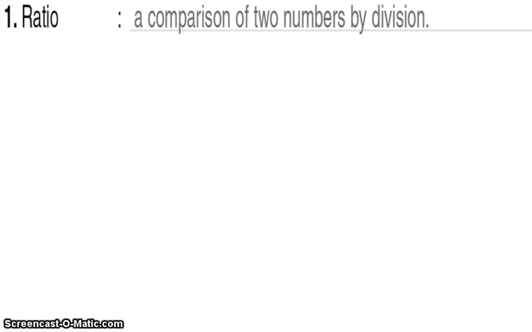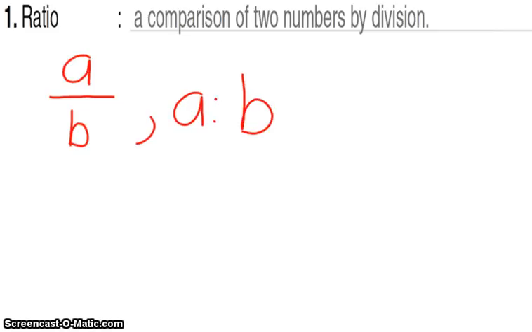Now, we can write a ratio in a couple different ways. We could have it as a comparison of two numbers by division, the good old, let's use variables a and b here. We can have a over b. That is what we'll see most throughout this section. You'll also see a ratio written as a to b, a colon b, or just written out a to b. Please write this down.